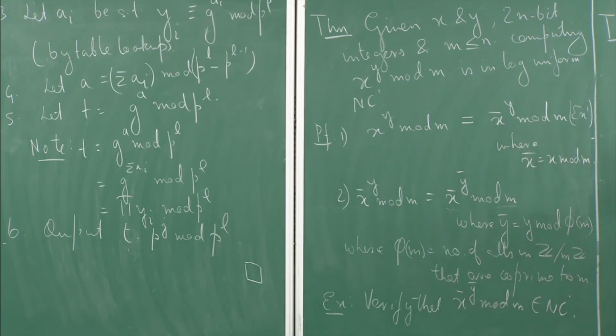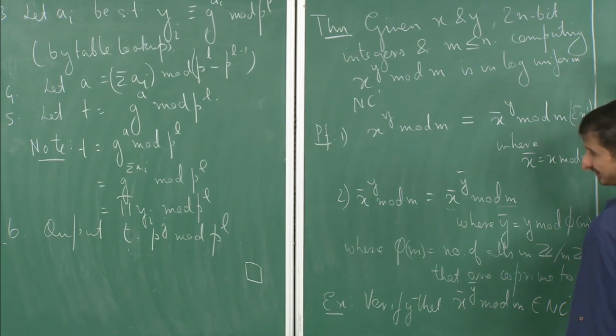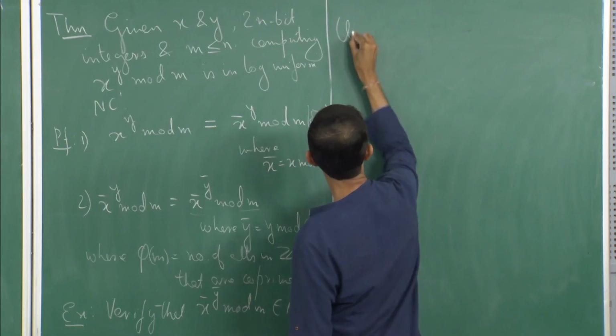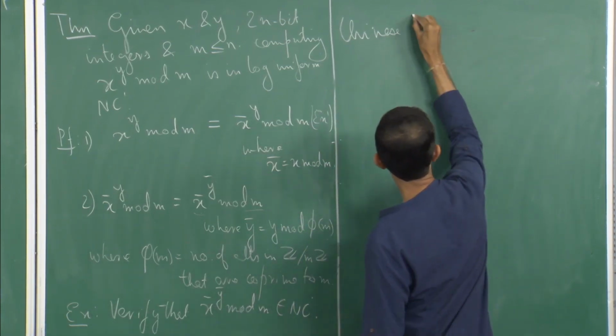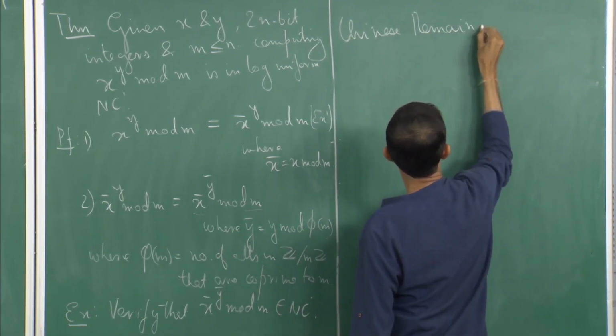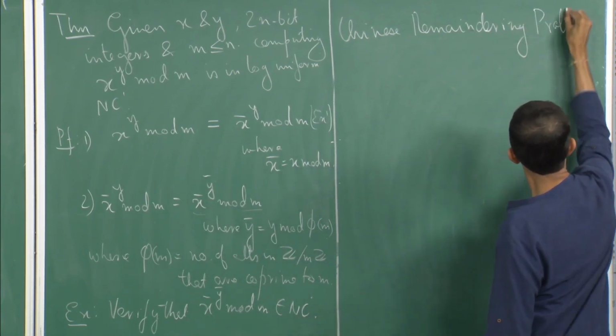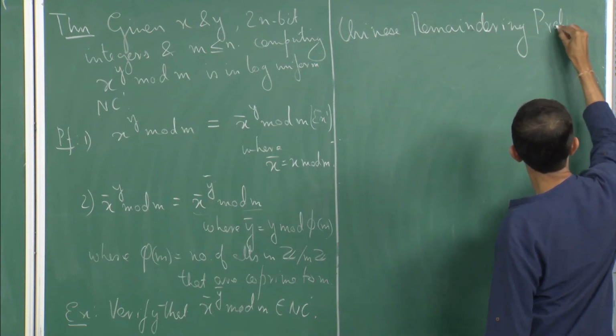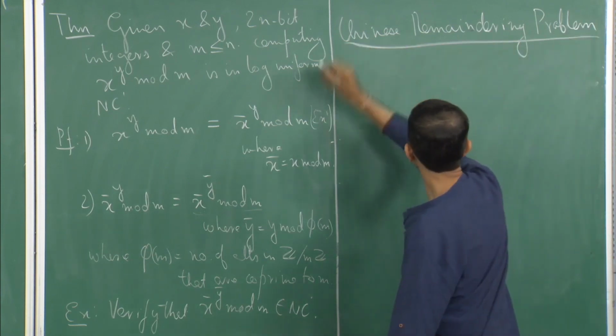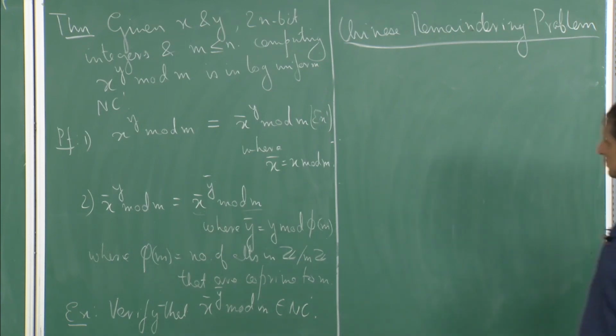I don't think we will be using this result, but as I said, it is just interesting to observe. Okay, so before I give the definition, I have to state the problem. Let's call it the Chinese remaindering problem. So what is the problem?